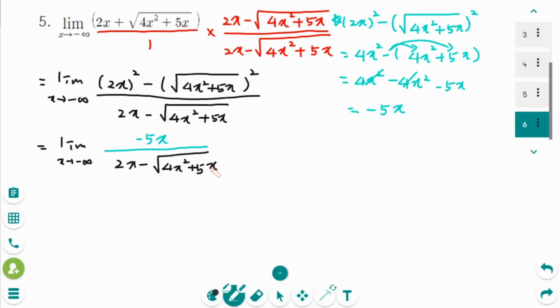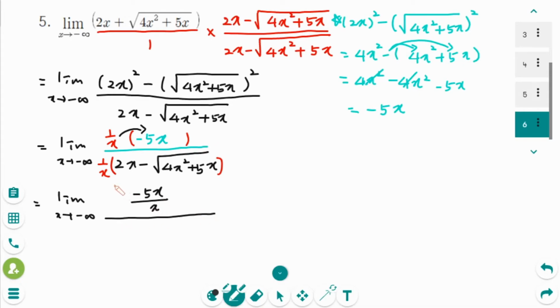Now you have this in the infinity over infinity form. As limit x approaches minus infinity, it means that x is less than 0. So let's divide by the highest power of x in the denominator. Times 1 over x. Same thing. Expand. The first one. The second one.